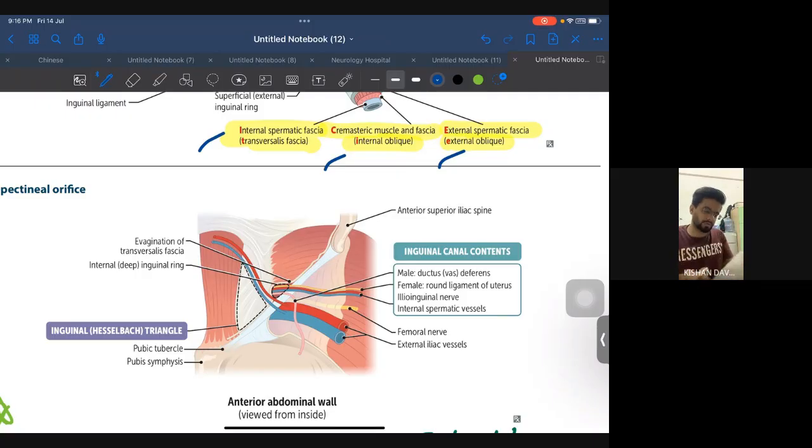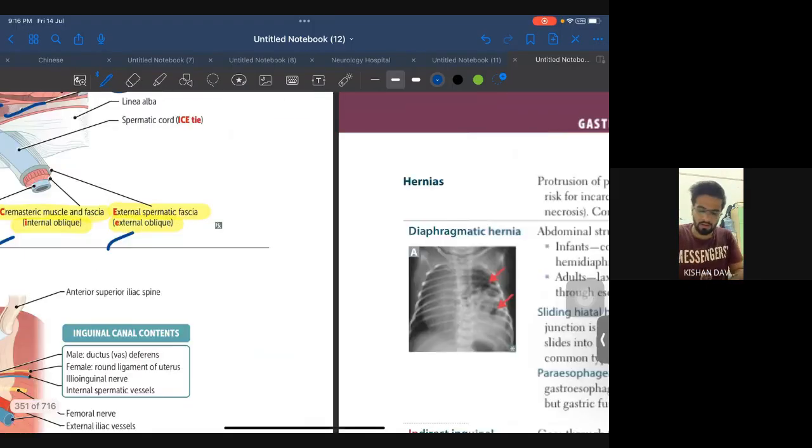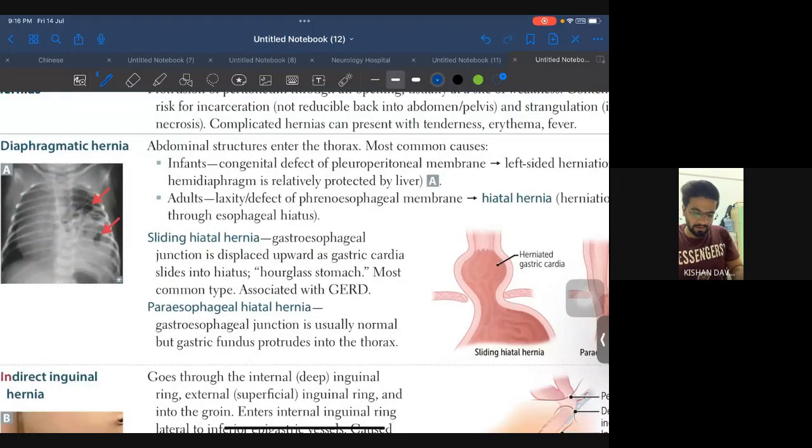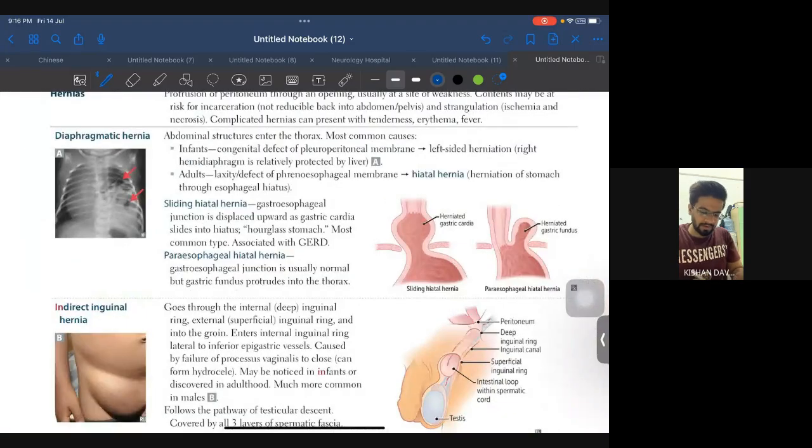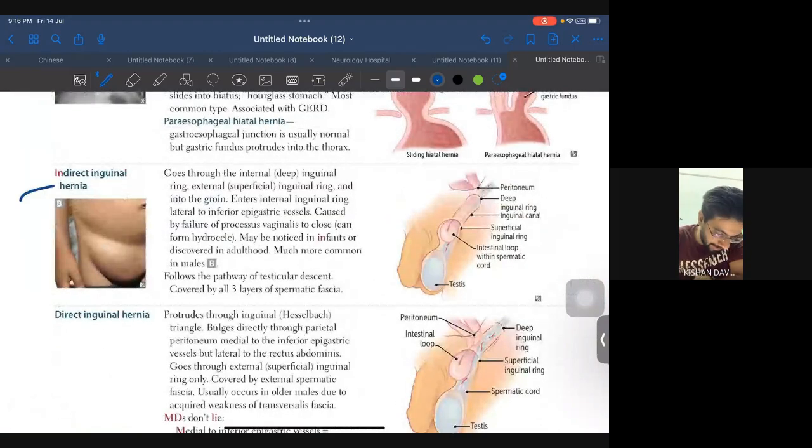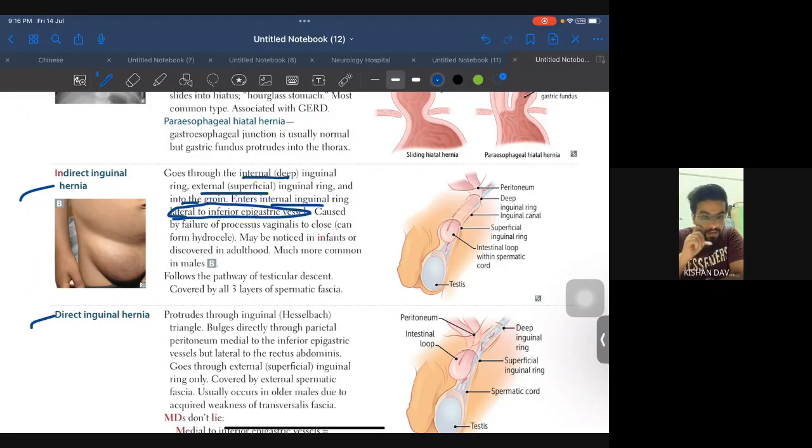All right, now coming towards the different types of hernia that they like to ask. Very simple, you don't have to focus more over here. Let's leave diaphragmatic hernia for now. First, let's just continue with indirect and direct. In indirect, it goes through the internal and external rings into the groin, entering the internal inguinal ring lateral to the inferior epigastric vessels. Lateral to the inferior epigastric vessels. Okay, this is important. It is caused by the failure of the processus vaginalis to close.